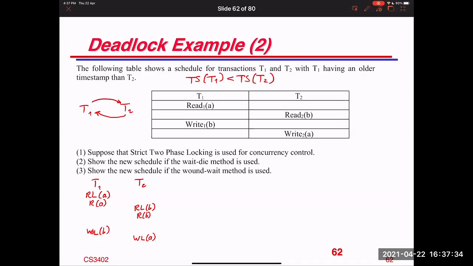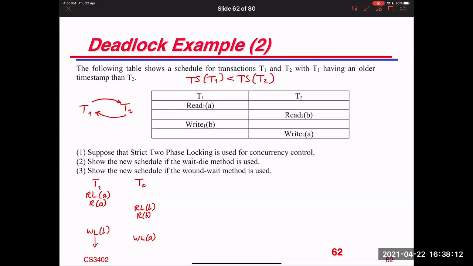So what happens here in this write lock? So I'm trying to acquire a write lock on B. And we're assuming that the timestamp of T1 is less than the timestamp of T2. And using the wait-die method, what is going to happen? Any transaction being restarted? No, right? In fact, transaction T1 will just wait. Okay.